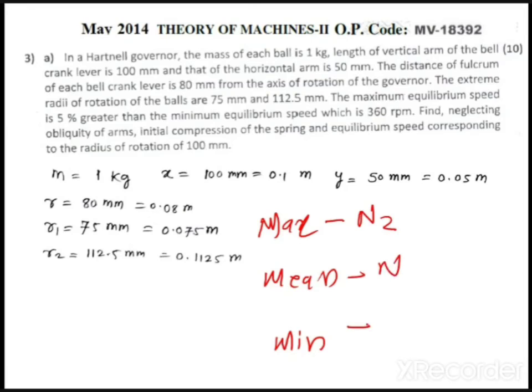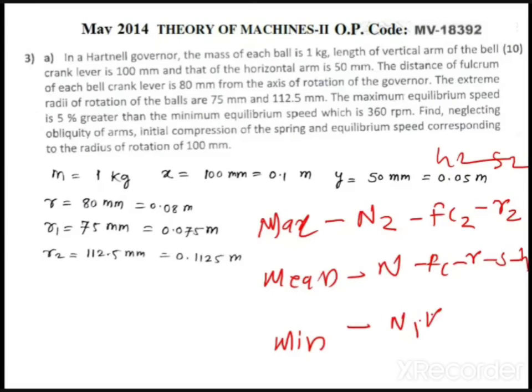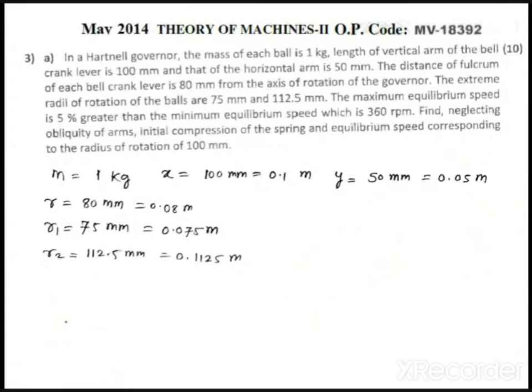N2, N and N1. So FC2, R2, S2, H2, FC, R, S, H, FC1, R1, S1, H1. Remember this always: this is greater than this is greater than this. If you remember this sequence, you will not get confused. Next, the maximum equilibrium speed is 5% greater than the minimum equilibrium speed, which is 360 rpm.